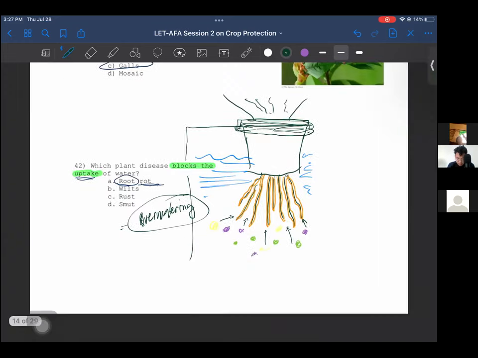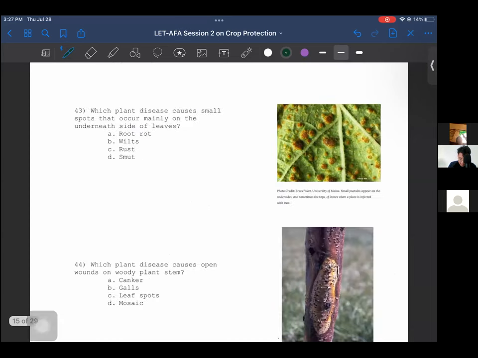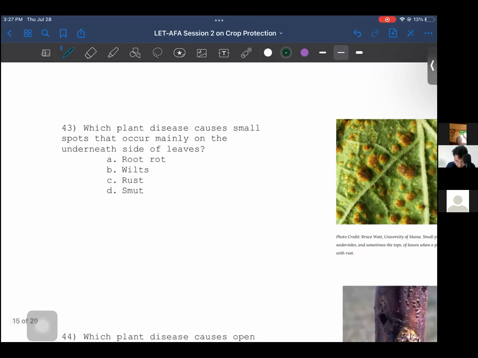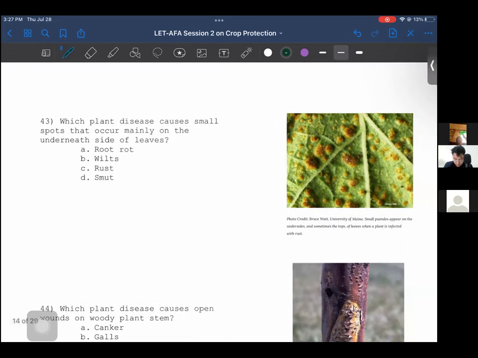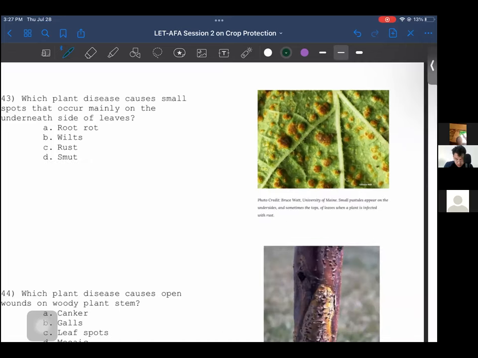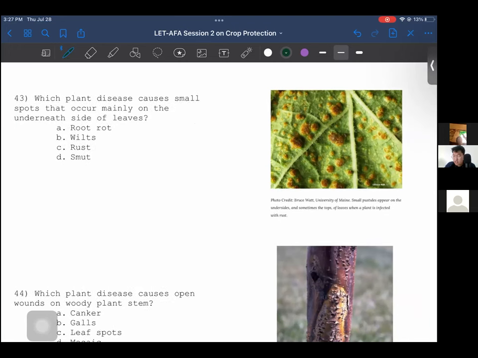Let's move. Ayan. Andito na yung mga pictures. Oh, sige. We'll just discuss na lang. Okay, number 43. Which plant disease causes small spots to occur mainly on the underneath side of the leaves? So here is a picture of rust. Ayan. So the answer here is rusting.